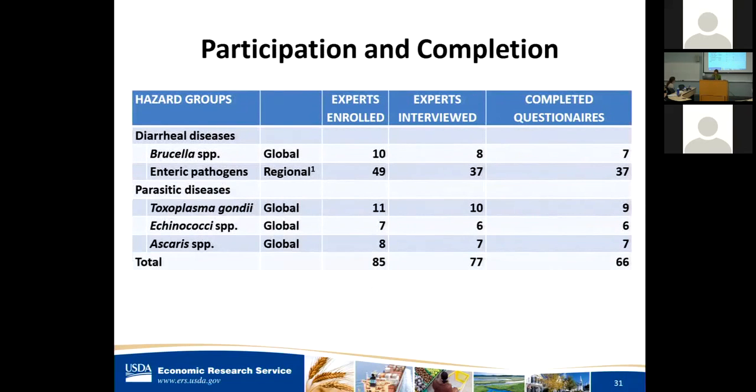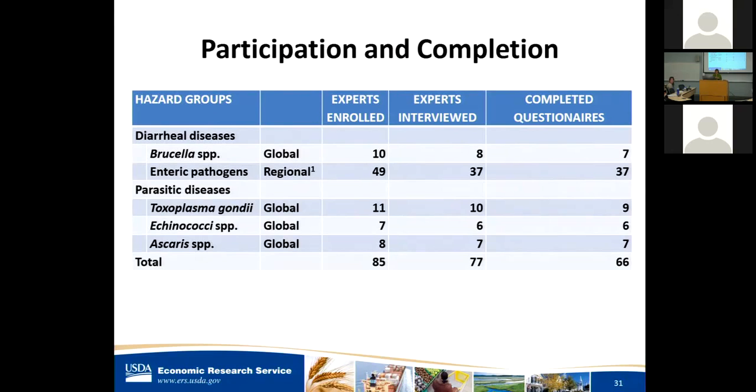Okay. This is just participation and completion. The experts enrolled were the folks that WHO decided had adequate expertise. The experts interviewed were those that responded to the WHO invitation. Of the experts that said yes, we want to participate in the study, and we were able to contact them to do the interviews, almost all of them completed.